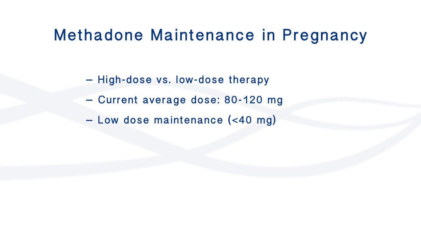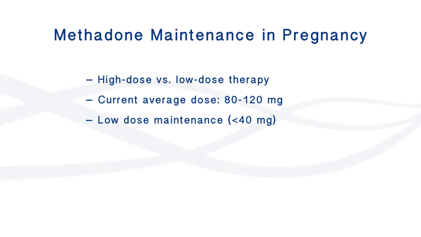And in the early to mid-70s and into the 80s, several studies of low-dose versus high-dose methadone maintenance in pregnant women were conducted. The current average dose of methadone is 80 to 120 milligrams per day. And that has gone up in the last few years, so it's not uncommon in our clinical program for us to see babies whose mothers were on 200 milligrams per day. And they, of course, go through very severe neonatal abstinence. Low-dose methadone maintenance is defined as less than 40 milligrams per day.